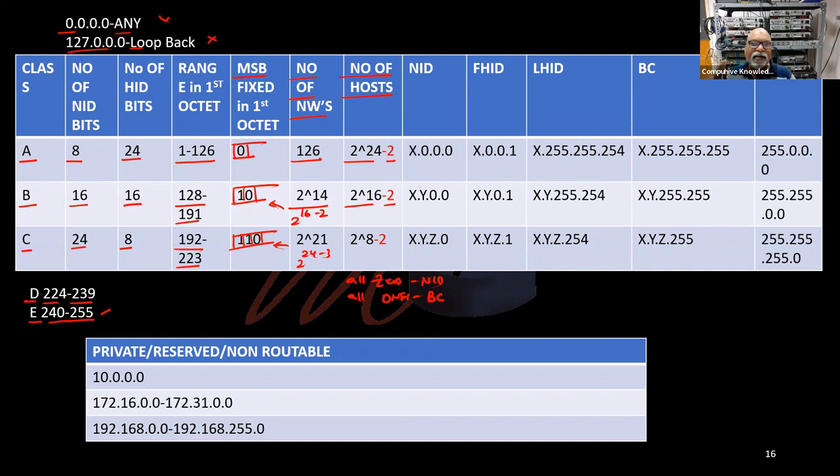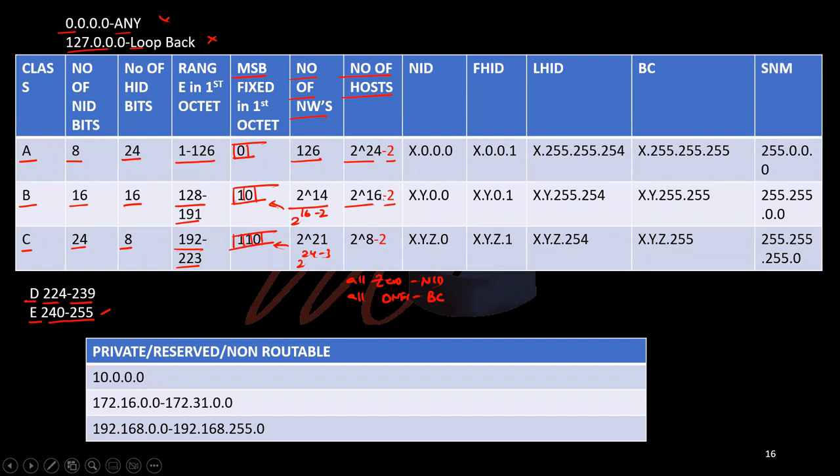I'm not finding faults with you. I'm telling you what type of mistakes you make. If you change one word, it changes the meaning. I'm not here to find many faults with you. I'm here to transfer the knowledge. All zeros in the host ID is the network, all ones in the host ID is the broadcast. Any doubts? No, sir.